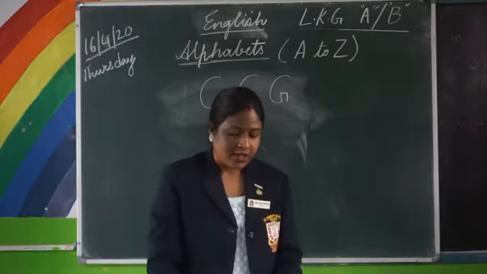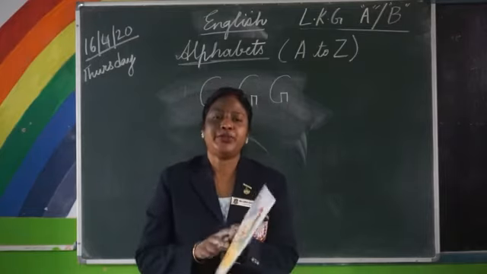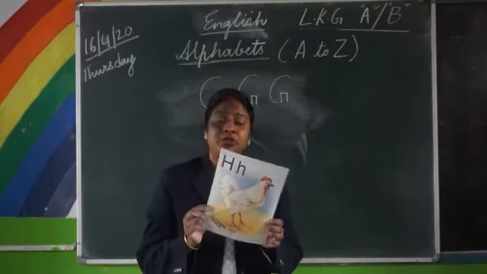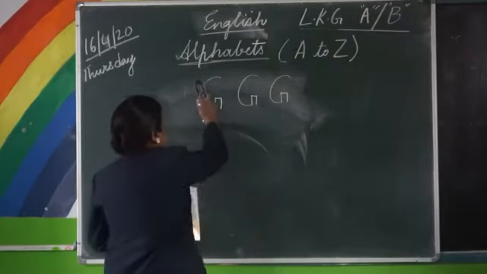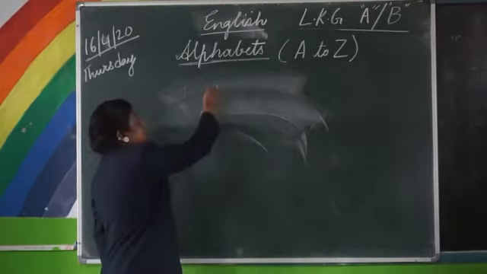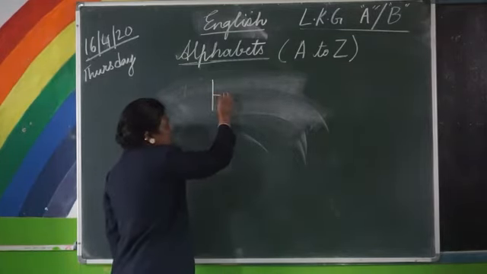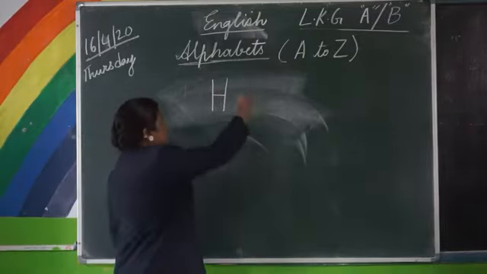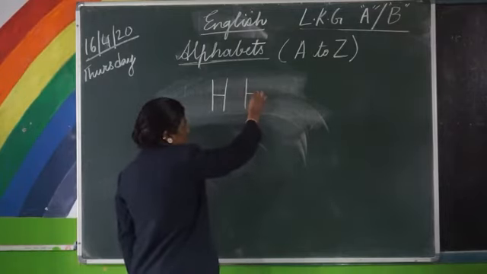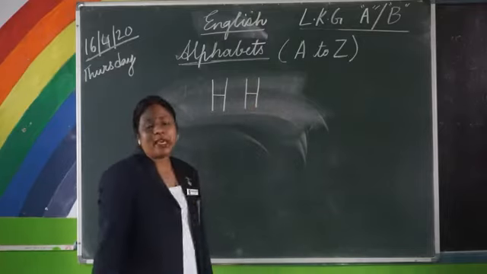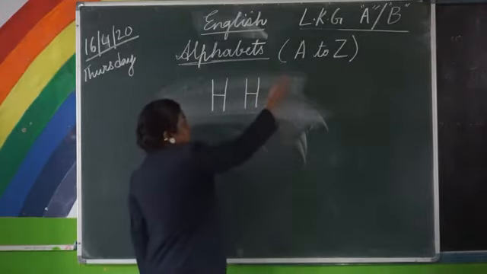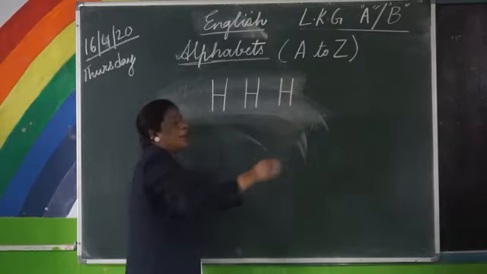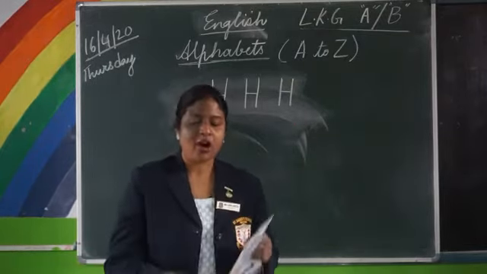H. H for hen. Now we're going to learn how to write the letter H. A standing line, a small sleeping line, and a standing line makes the letter H. H for hen.